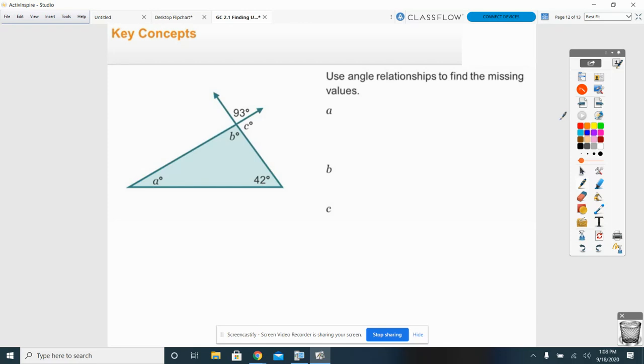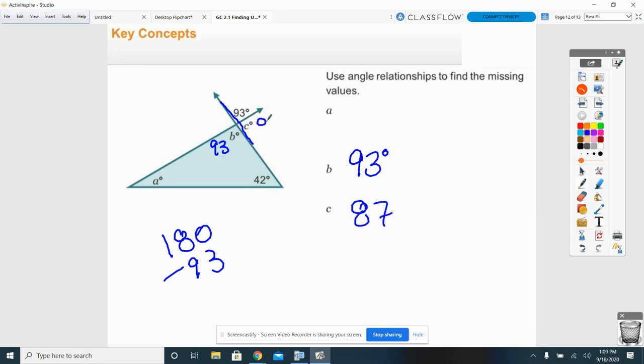Let's see what we got here. Which one looks easiest? Well, it depends what you see first. Mrs. Bruno is really good at seeing the kissing angles, those vertical angles. So since the top is 93, I know that the bottom angle B is 93 because they're vertical. Some of you might not have seen that first, though. Some of you maybe would have seen the straight line first. Straight lines add to 180. So angle C is going to be 180 minus 93, and you get 87 degrees for angle C.